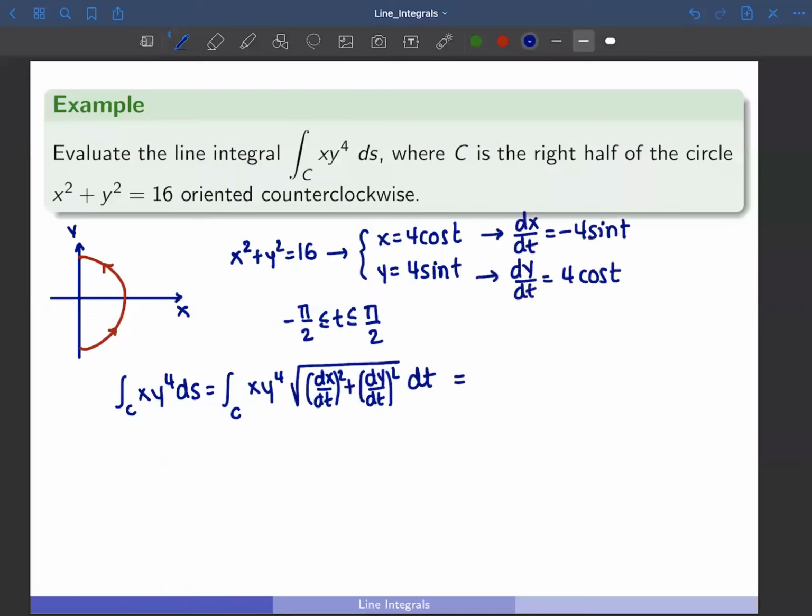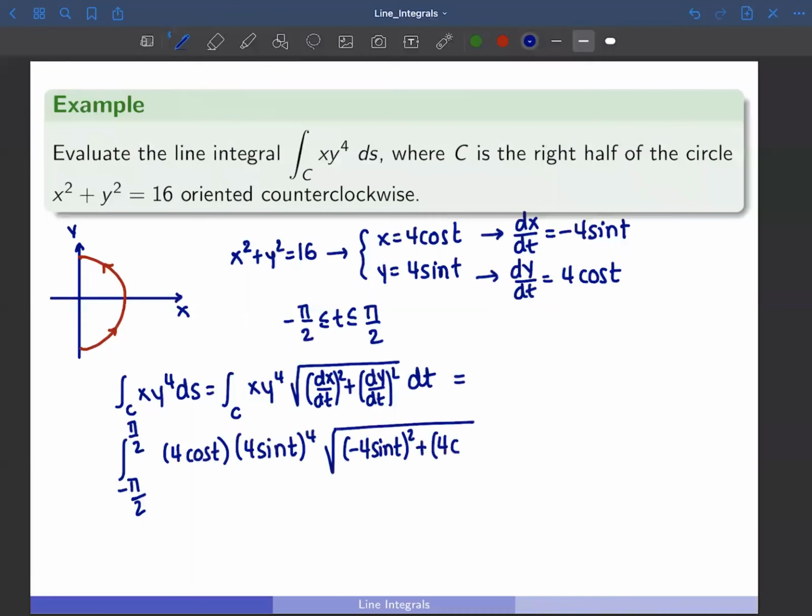And we can now express everything with respect to t. So we'll have the integral from negative pi over 2 to pi over 2 for t. X is equal to 4 cosine t. So we have 4 cosine t times y to the fourth, which is equal to 4 sine t to the fourth, times the square root of dx over dt squared, which is equal to negative 4 sine t squared, plus dy over dt squared, which is equal to 4 cosine t squared, times dt.